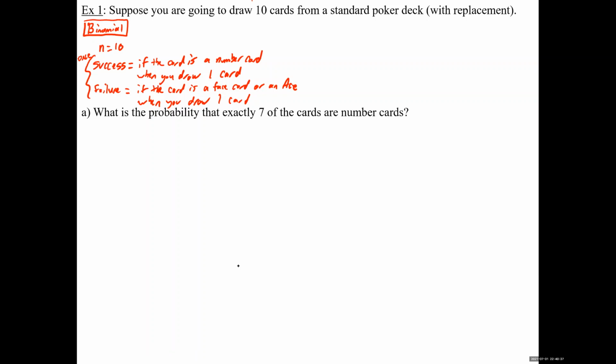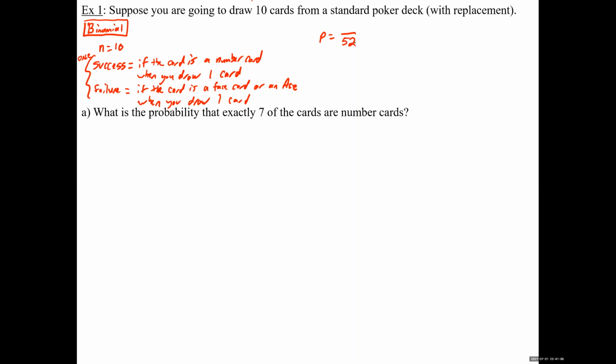The next things you're going to write down, you're going to write down what little p is. Little p is the probability of success. So I want to know what's the probability of getting a number card when you draw one card. When you're trying to figure out little p, imagine you're drawing just one card. What's the probability to get a number card? Someone tell me. Well, tell me the bottom number. What's the bottom number? 52. There's 52 cards total.